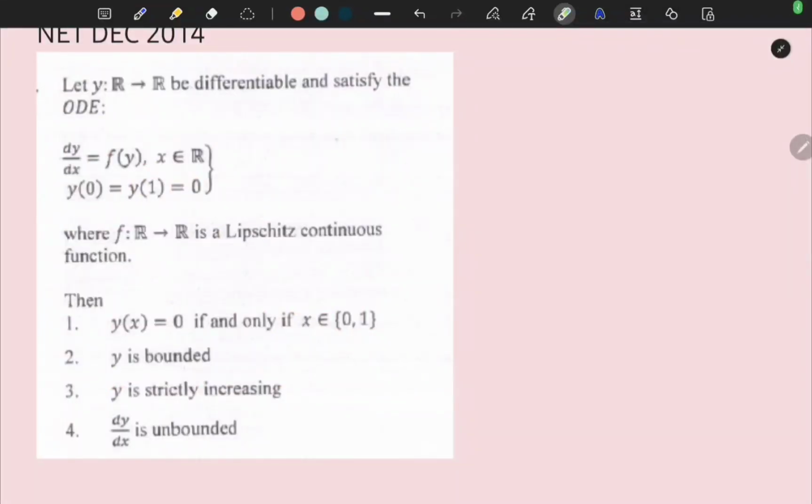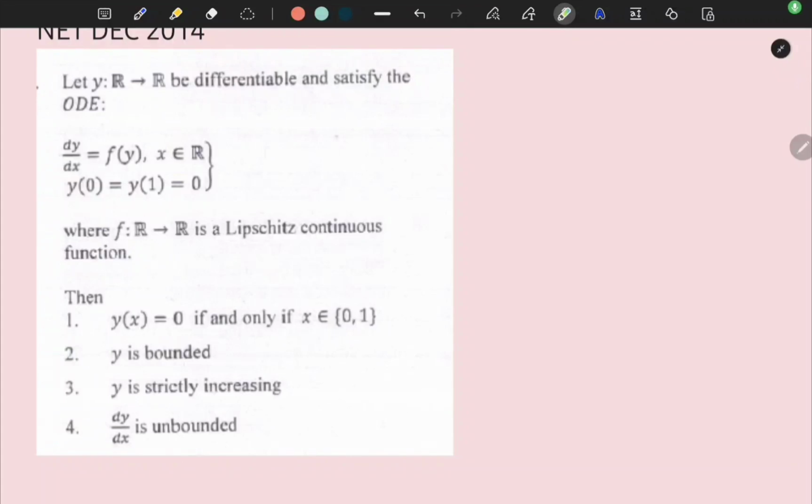We will look at a problem from the CSIR NET Mathematics December 2014 paper, which illustrates how the Lipschitz condition guarantees uniqueness and restricts the behavior of the solution curve.